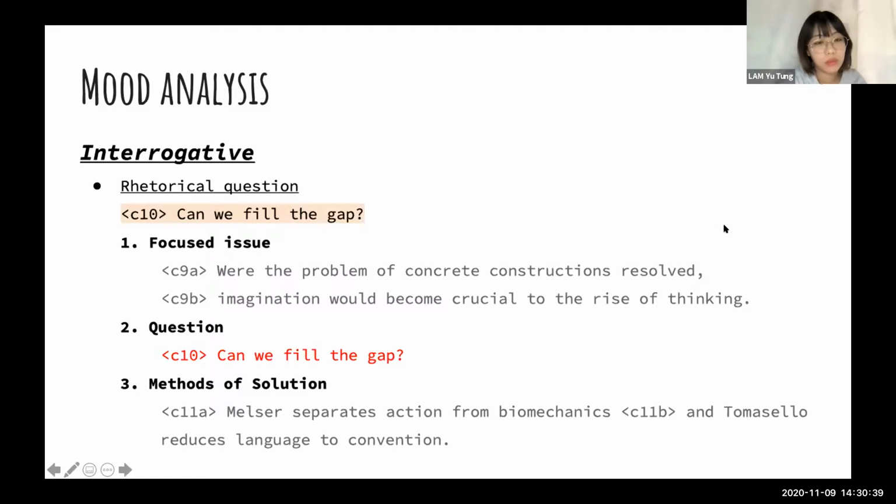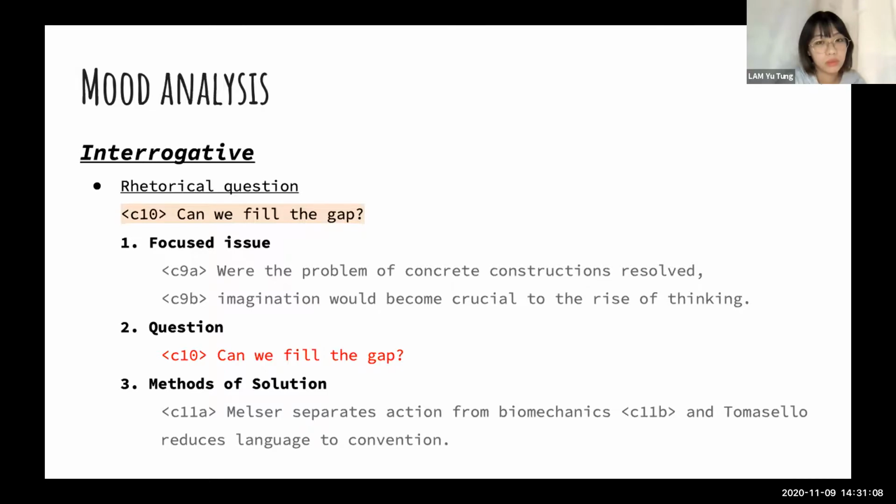However, there is a clause positioned in the middle of the abstract that carries interrogative mood. Interrogative mood usually occurs in a question to express confusion. But if you look at clause 10, can we fill the gap? It seems that the author is not expecting a direct answer. It is a rhetorical question, which functions as a means of introducing a new idea and draws the reader's attention.